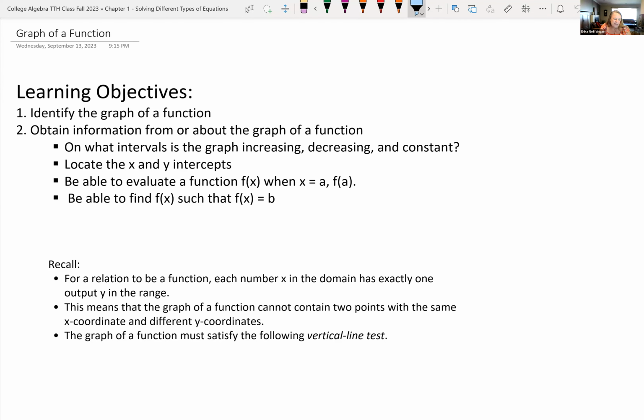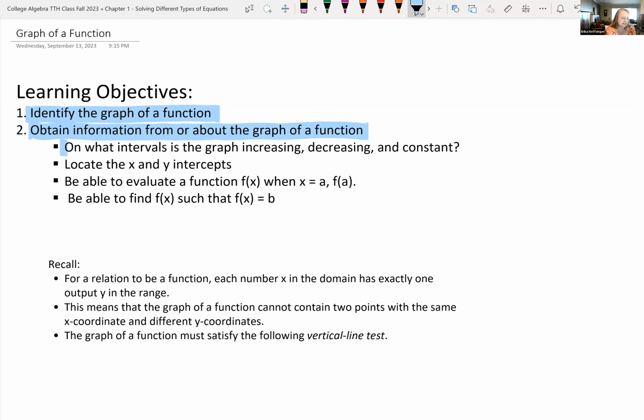Now we are looking at graphs of functions. And looking at the graphs of functions, you should be able to give information about the graph. So after today's video, I'm hoping that you'll be able to identify the graph of a function. So looking at a graph, you should be able to tell, is this a function or not? You should be able to obtain information from or about the graph of a function.